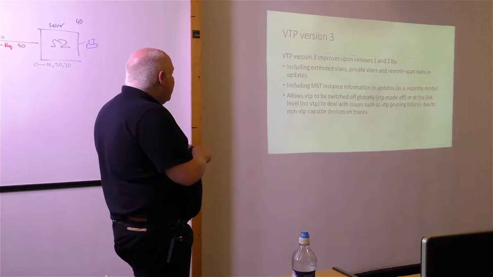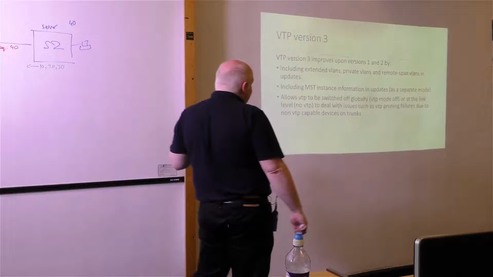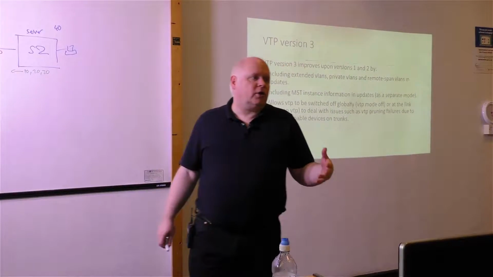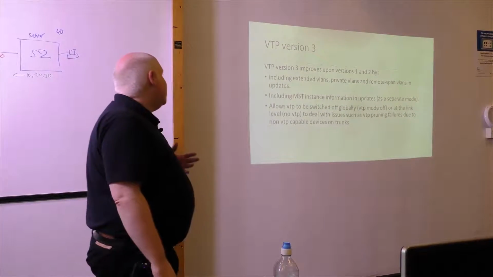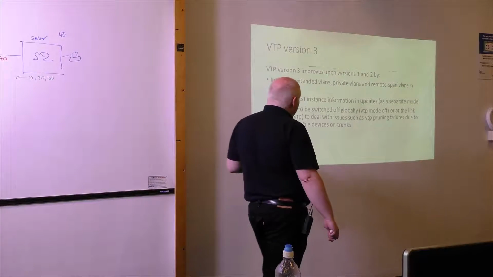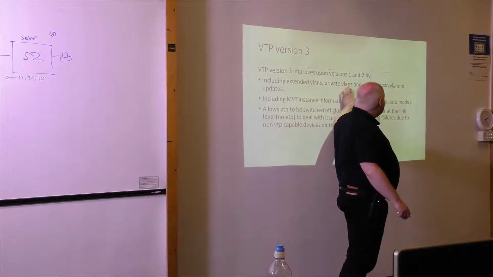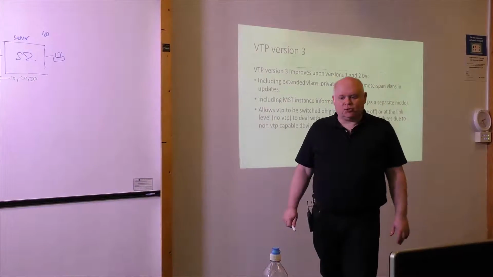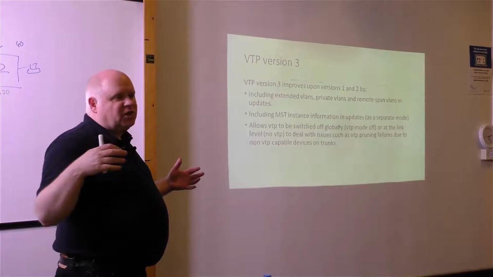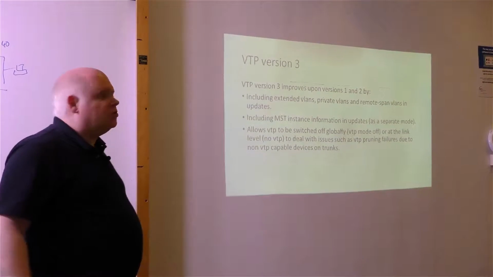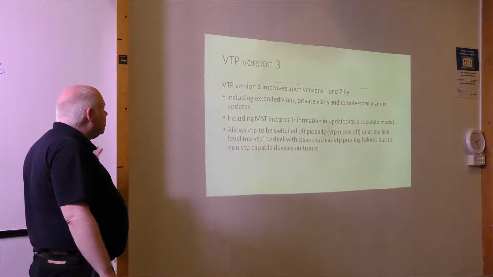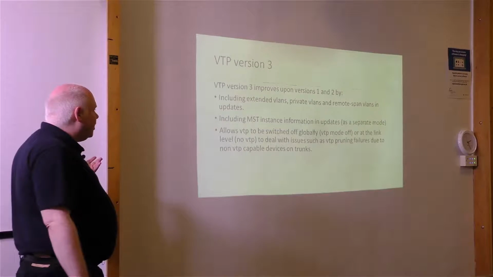So it includes the ability to handle .1q VLANs up to 4094 now inside of VTP with new updates, and also allows support for private VLANs and RSPAN VLANs as well, which makes things a bit simpler if you're doing a private VLAN setup over multiple switches, which you sometimes need to do. So we can carry that information across trunk links more effectively than before.